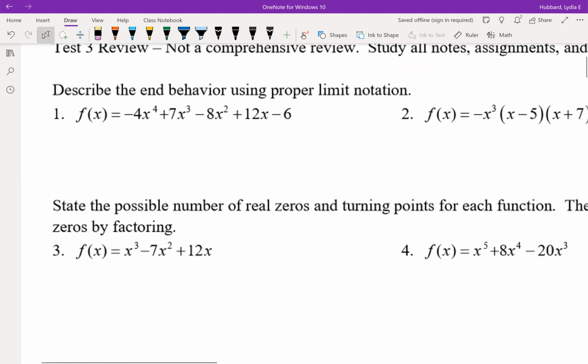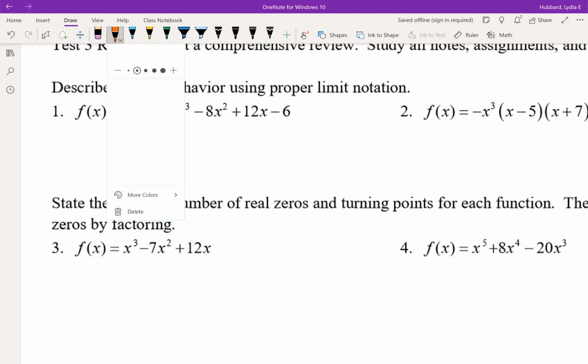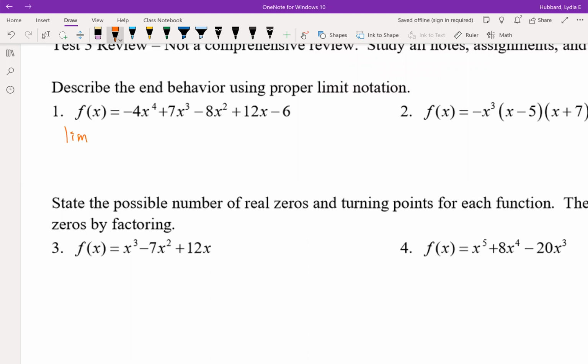The first thing we want to do is describe end behavior using the proper limit notation. The proper limit notation is when we say the limit as x approaches negative infinity, that means we're going to the left, f of x equals, and we want to figure that out. And then the limit as x approaches positive infinity, f of x approaches what? The first one is essentially the left side, and this is essentially the right side, but that is the correct notation for it.